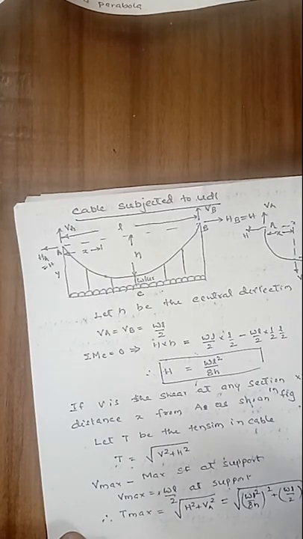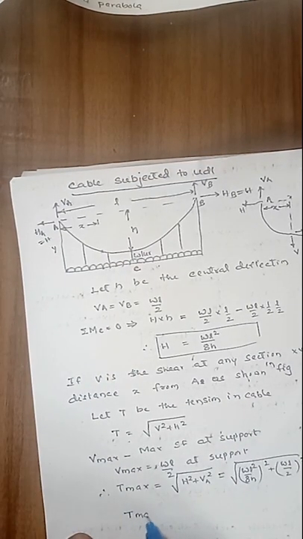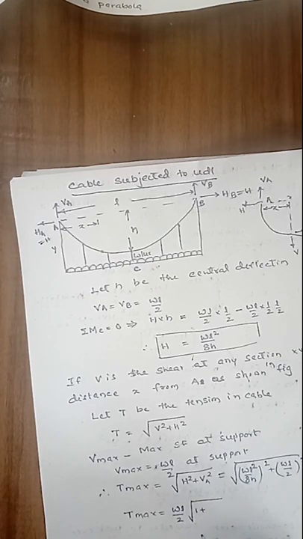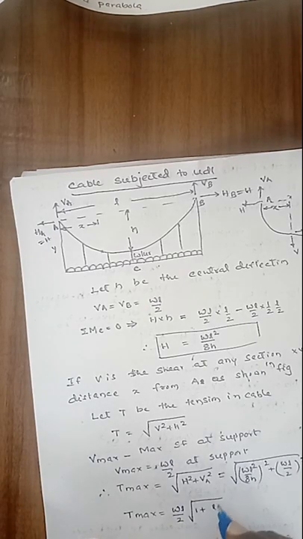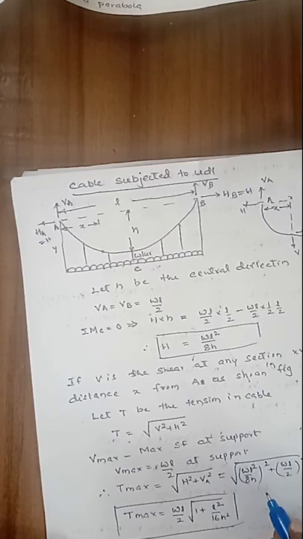VA equals, then T max equals, here WL by 2 is common, 1 plus L square divided by 16 H square. This one is the maximum tension at the support. Usually the tension is maximum at the support.